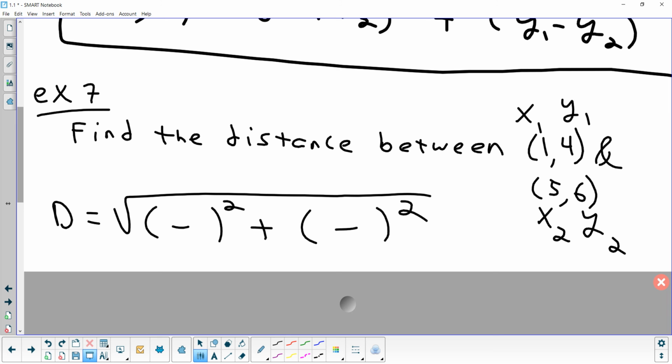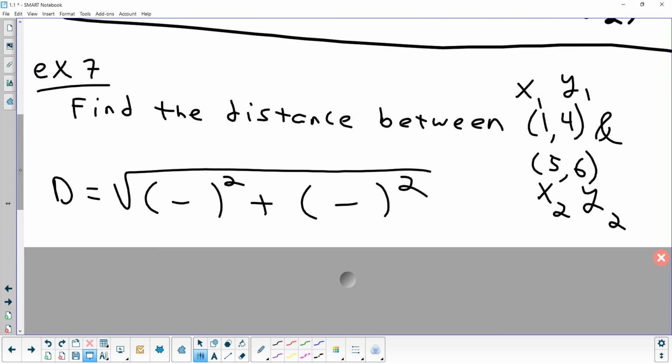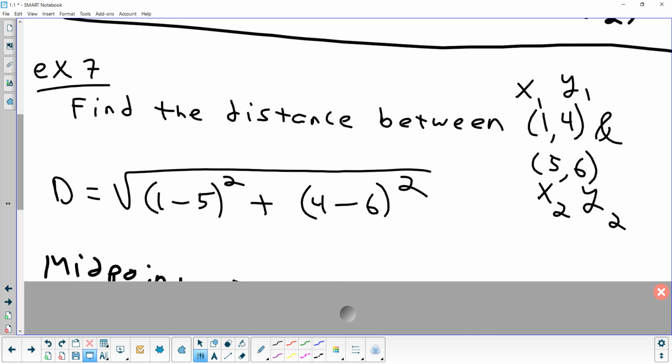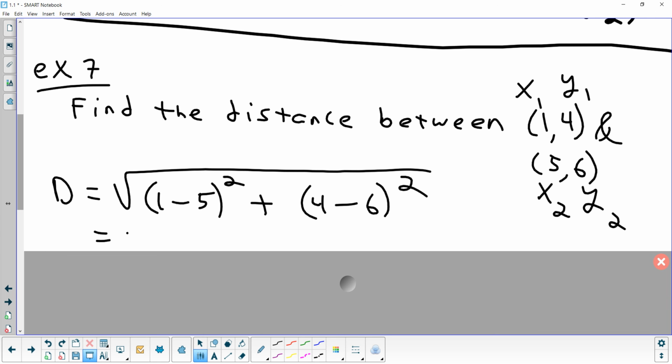Zach, what did you fill in for our first set of parentheses? First step would be 1 minus 5. Yep. So we got 1 minus 5. And Isaac, what did you fill in for the second set? 4 minus 6. Good. So we'll do that out. 1 minus 5 gives me negative 4.